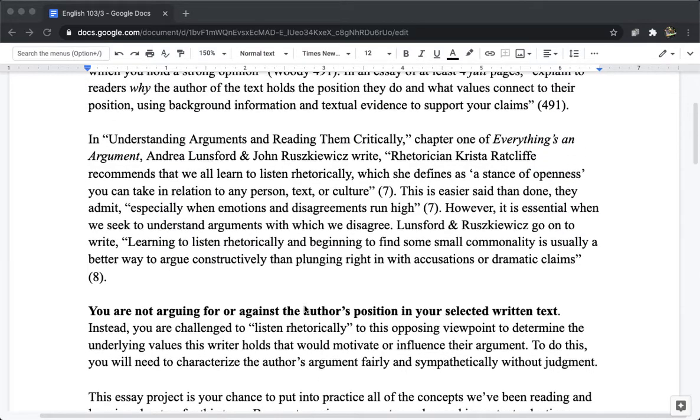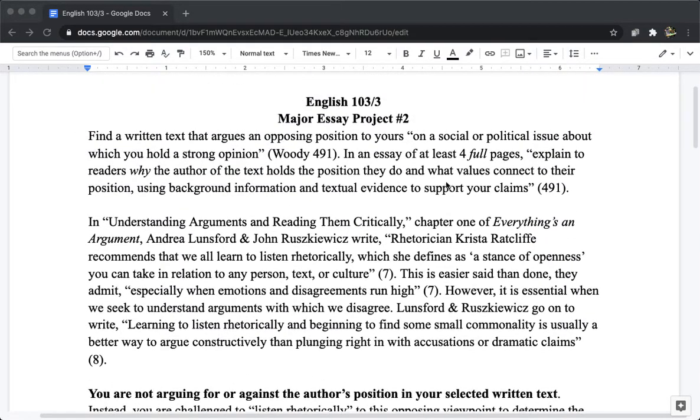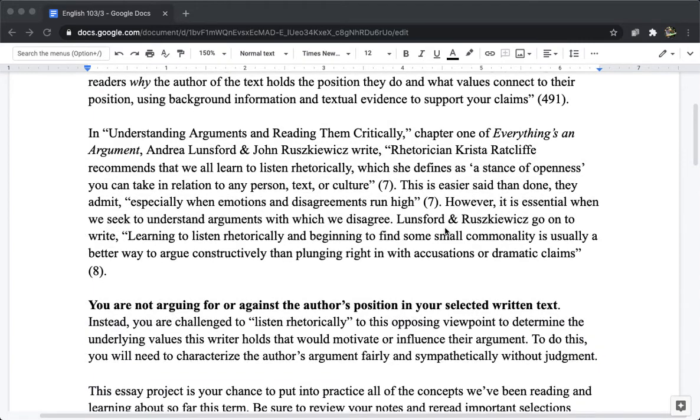Now, of course, this is going to be difficult because if it's about an issue that you hold a strong opinion about, of course we have strong opinions about it, right? But we want to reserve that. We don't want to make this an opinion essay about why that person might be wrong or why their position might be faulty or why we are right. That's not the purpose of this essay project.